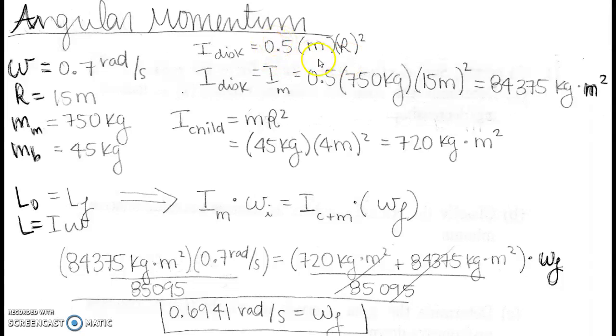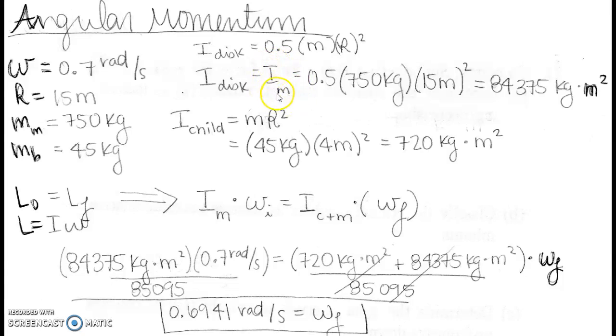It's 1/2, which I just denoted as 0.5 to make it a little easier, times mass times the radius squared. So we have 0.5 times the mass of the merry-go-round, that's 750 kilograms, times the radius of the merry-go-round, 15 meters, squared. And we would get that answer in kilograms times meters squared. So that is the inertia of the disk, or the inertia of the merry-go-round.